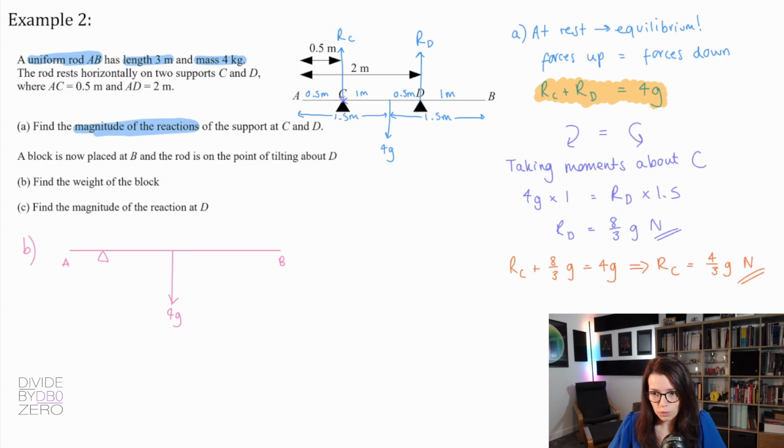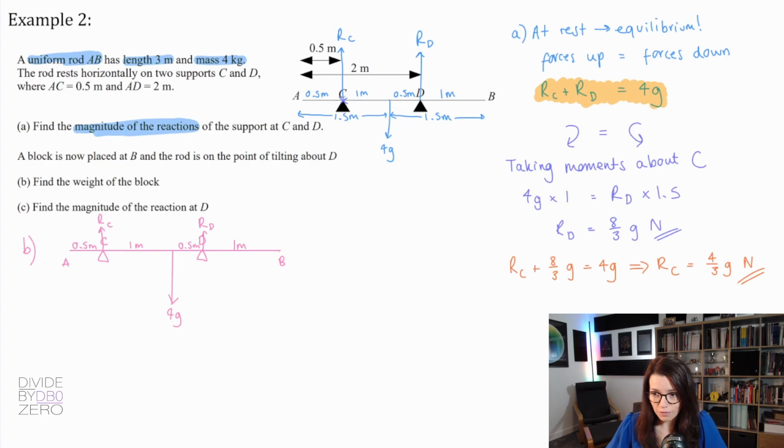We've still got the supports in the same place. They didn't say that those had moved. So we have reaction at C and reaction at D. I'd put the measurements on again. So 0.5 meters, 1 meter, 0.5 meters, 1 meter. And then it says a block is placed at B.